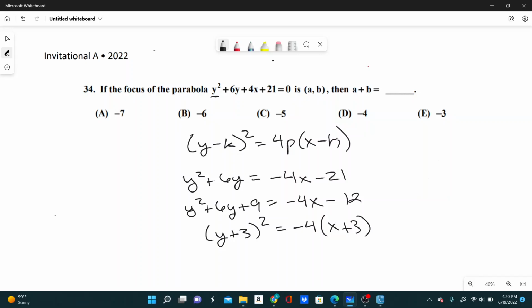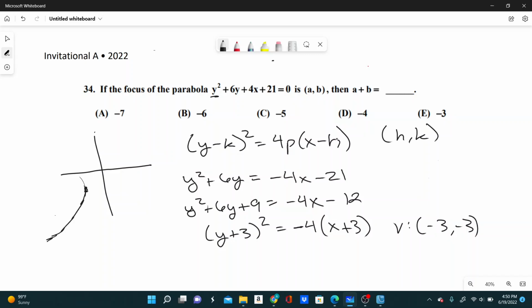So from our standard form, h comma k is going to be the vertex of our parabola. So it looks like our vertex is going to be at negative 3, negative 3. And also, since this is a negative 4, since there's a negative in front of our x, we know that our parabola is going to face to the left. So if these are our axes, and negative 3, negative 3 is our vertex, then this negative tells us that it's going to face in this direction.